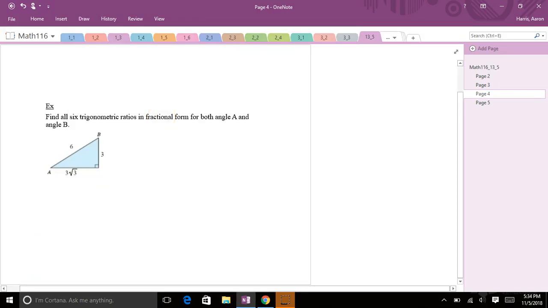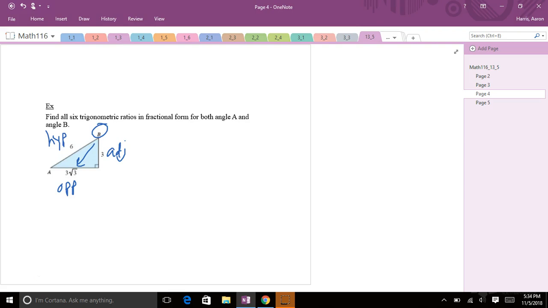Alright, so now I'm looking at angle B. So with respect to angle B, the opposite side is now right here. The hypotenuse, of course, is still the 6 because the hypotenuse is always opposite the 90 degree. The adjacent side, adjacent means next to, the adjacent side is right next to the B, the leg right next to it, so the adjacent side is the 3.